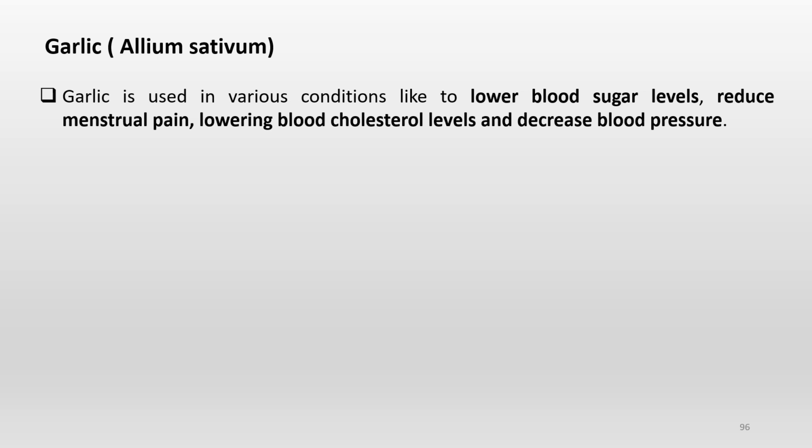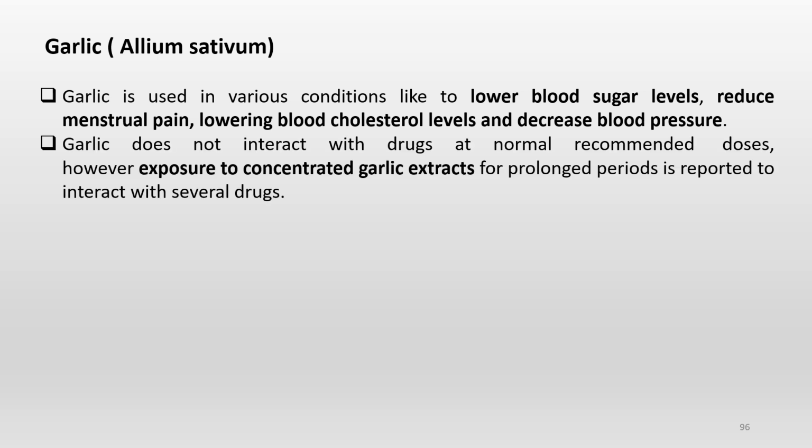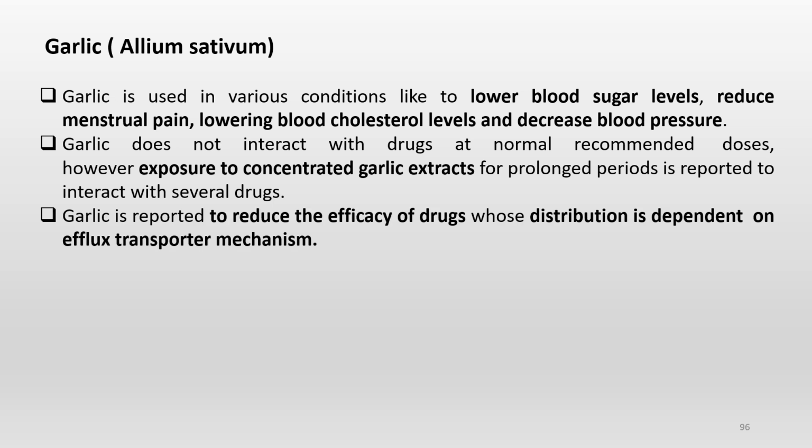Garlic, we have already discussed. Garlic also has some adverse actions and interactions with other foods and drugs. Allium sativum. Garlic is used in various conditions like to lower blood sugar level, reduce menstrual pain, lower blood cholesterol levels, and decrease blood pressure. Garlic does not interact with drugs at normal recommended doses. However, if exposed to concentrated garlic extract for a prolonged period, it is reported to interact with several drugs.